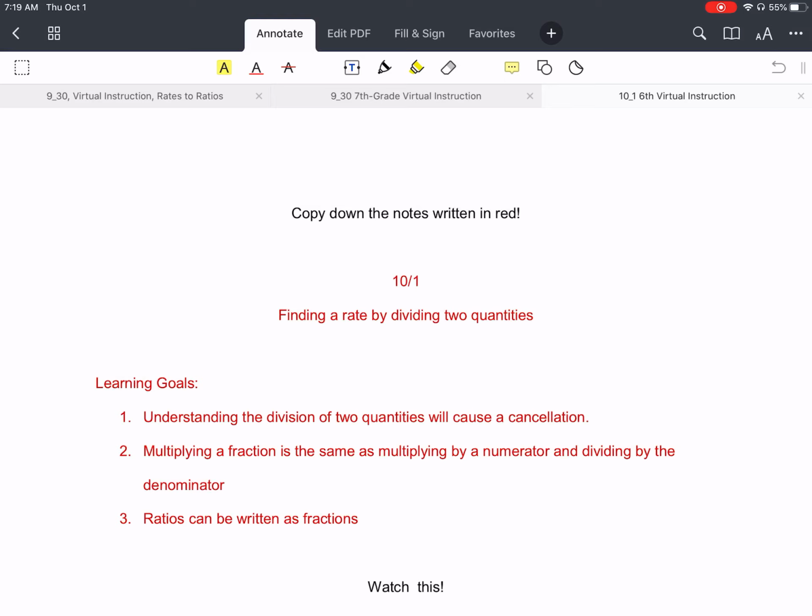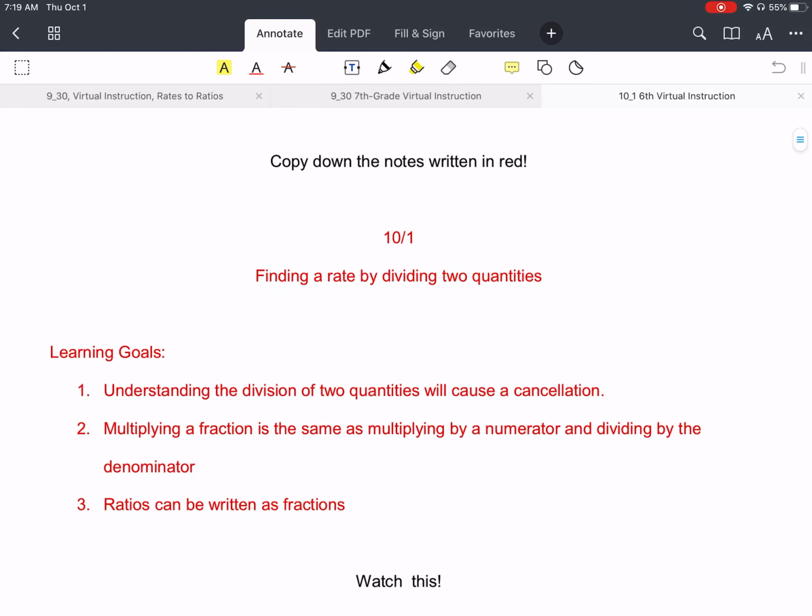So quick reminder to pause the video and copy down the notes that I write in red. If it's written in black, it's up to you if you're going to copy it down or not. First day of October, we are finding a rate by dividing two quantities.